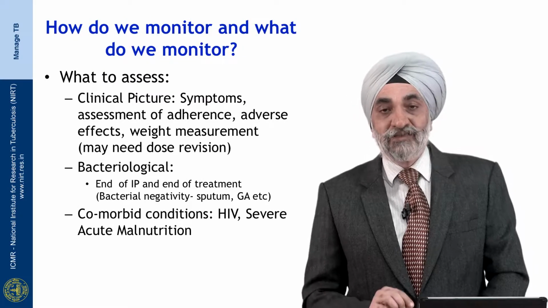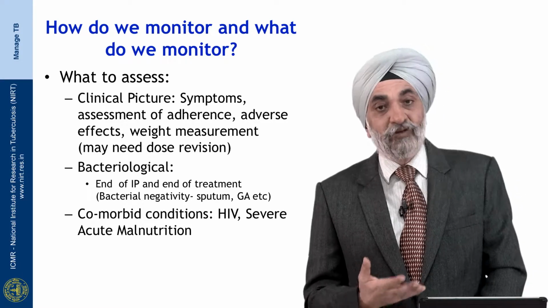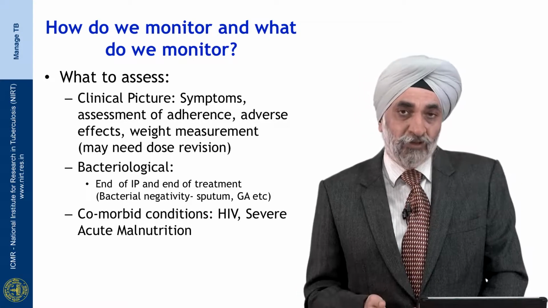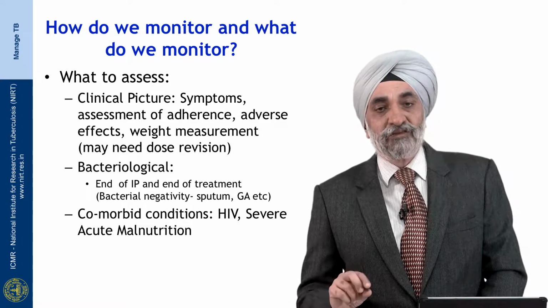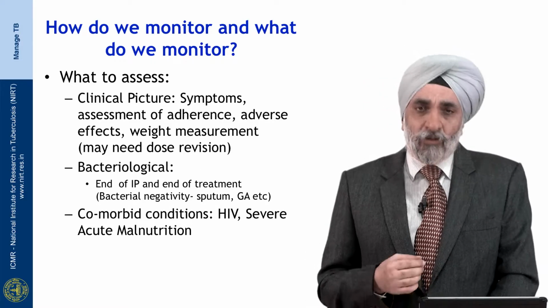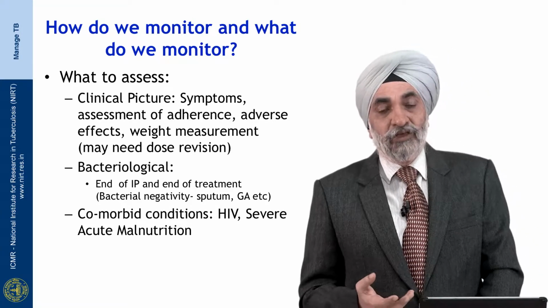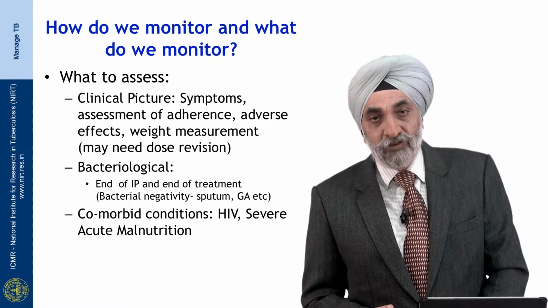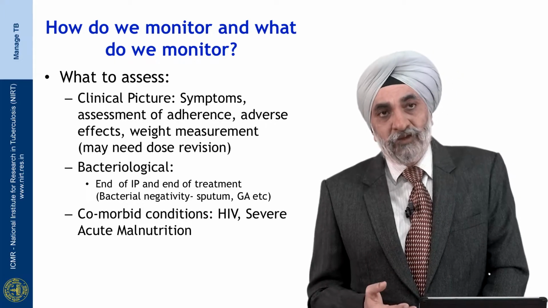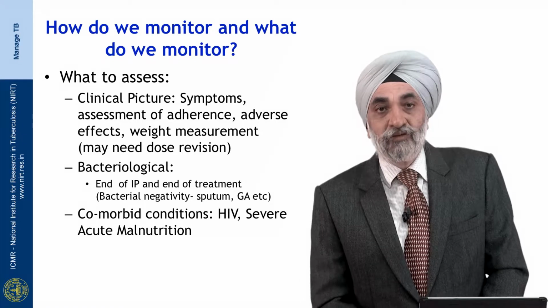What do we assess? We assess the clinical picture, resolution of symptoms, and at the same time, we assess adherence. Is the child vomiting? Is the child taking all the drugs? Has the family understood the various drugs, which one is to be combined, the number of drugs which are to be used? You also look at other adverse effects other than vomiting. Many of these drugs can cause drug induced liver injury, about which I will talk a little later. And we look at weight measurement, because this may require a dose revision in some of the children.